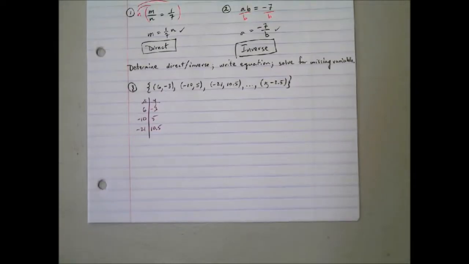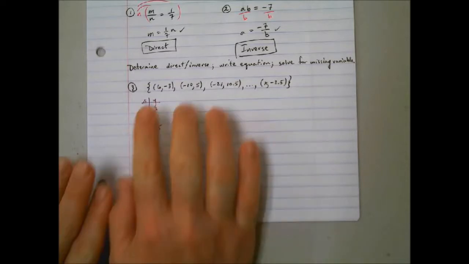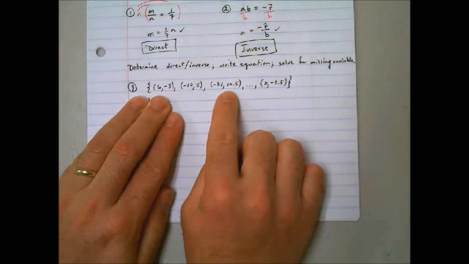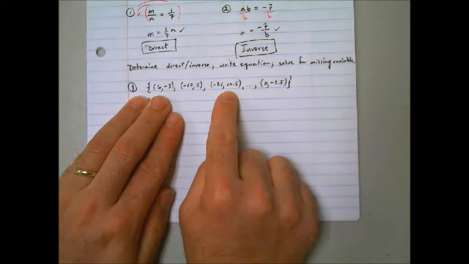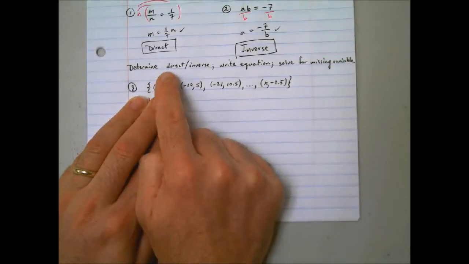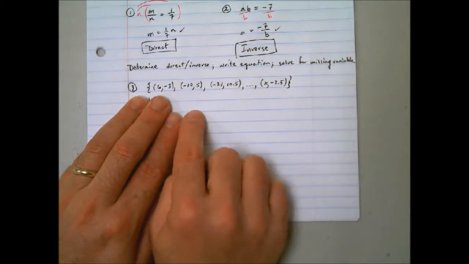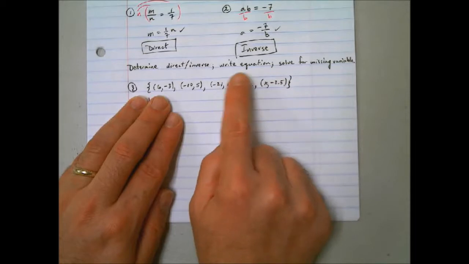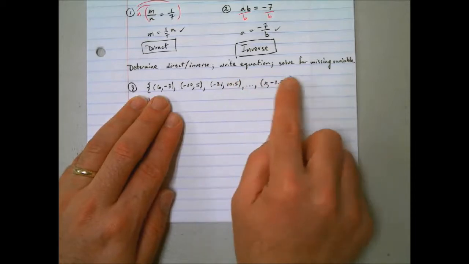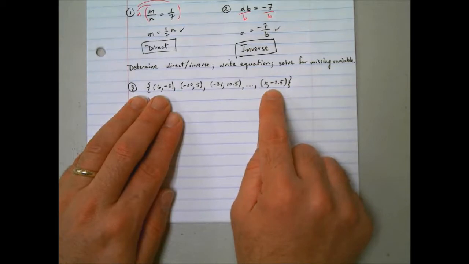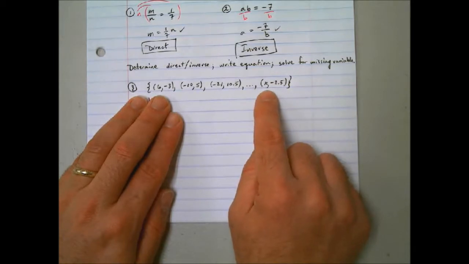Okay, different type of problem here now. Giving you a set of ordered pairs, and directions are to determine if it's a direct or inverse variation. It will be one of those two. We're going to write the equation for it, and we're going to solve for the missing variable. So if you look, the last ordered pair, it's got a missing variable.